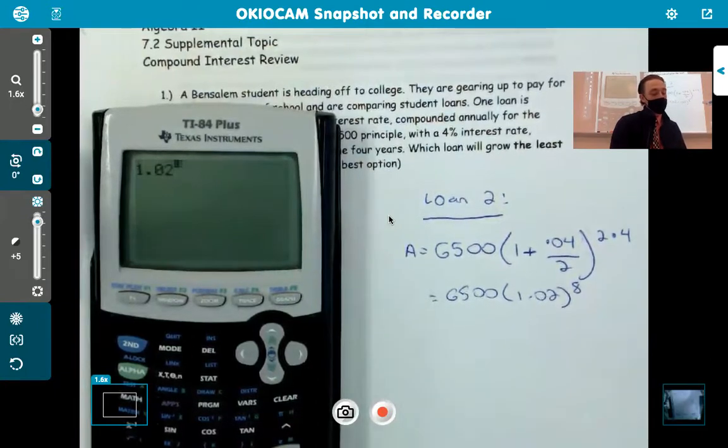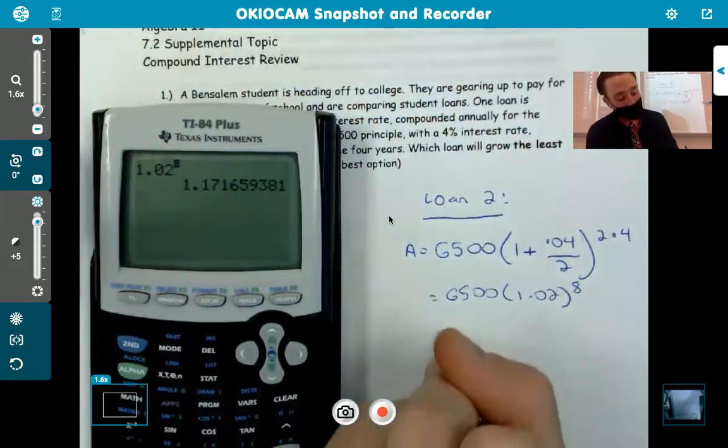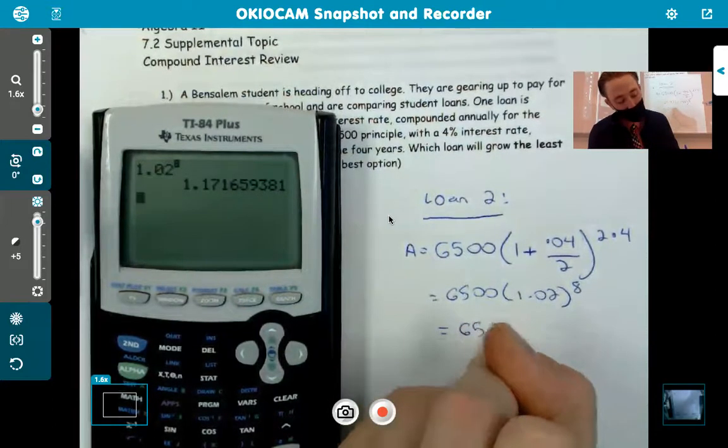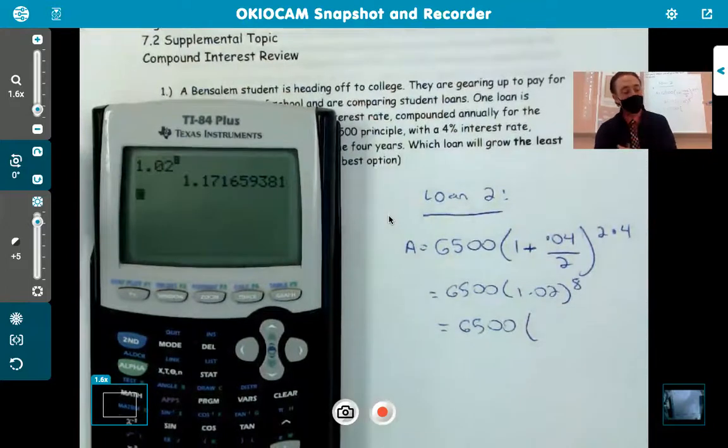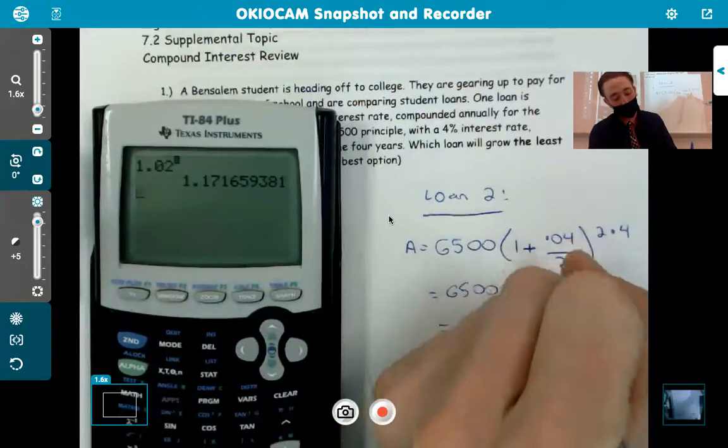1.02 to the 8th power. And I got the 8 from the 2 times 4. It's going to give me 1.171659381, whatever. I'm going to round that to the nearest thousandth. And what's going to be my decimal that I'm going to use here? 1.172. Good.